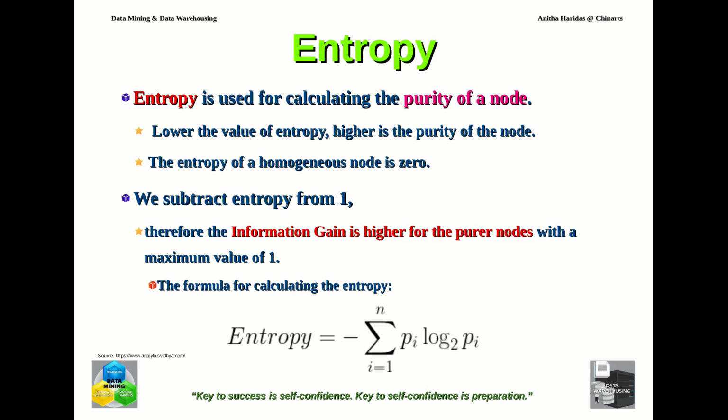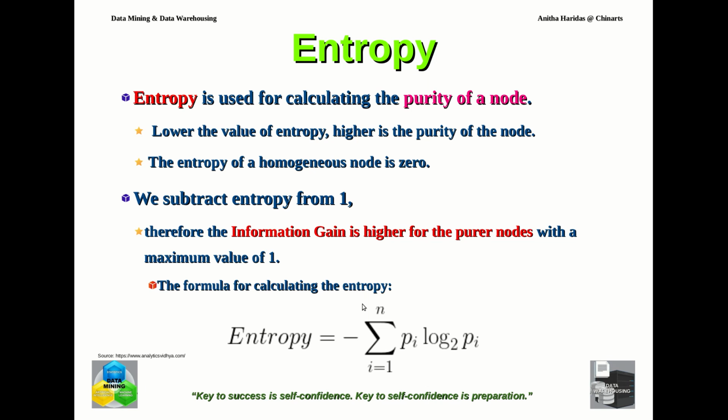What do you mean by homogeneous records? All the records are coming under a single class label. That is what you call a homogeneous node. So the entropy of the homogeneous node will generally be 0. And we subtract entropy from 1, therefore the information gain will be higher for the purer nodes with the maximum value of 1.